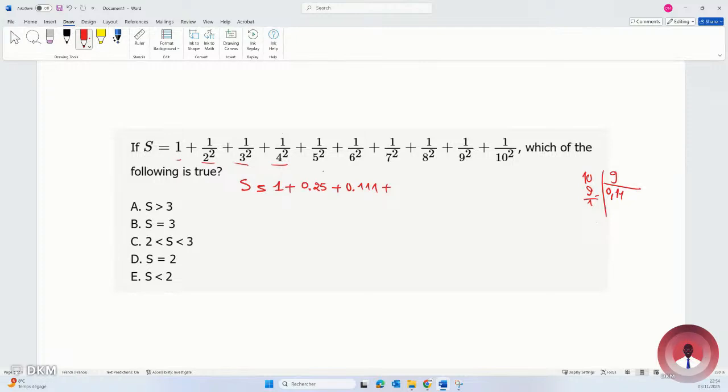And then the next one we can take will be 1 over 4 to the power 2. 4 to the power 2 is 16, so it's actually 1 over 16. And this will give us 0.0666.